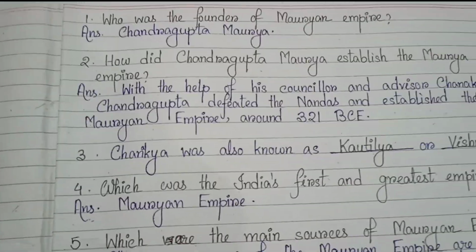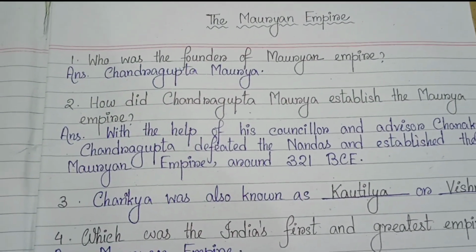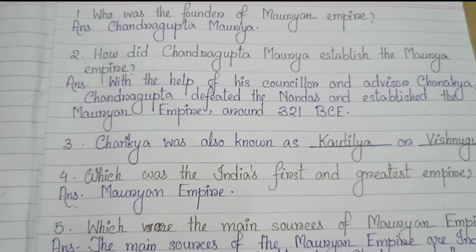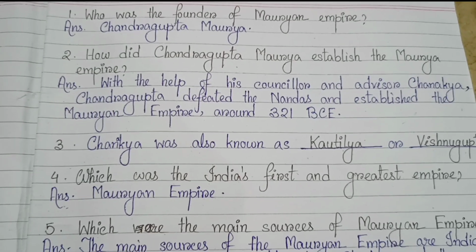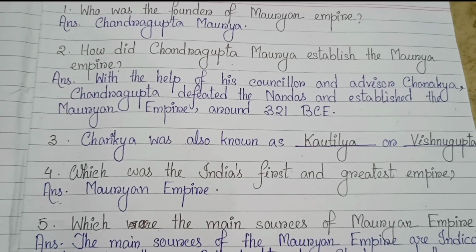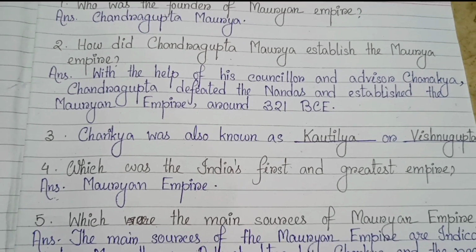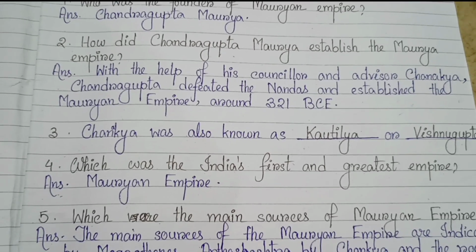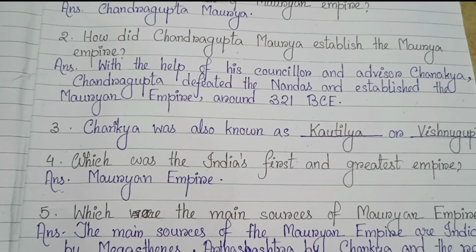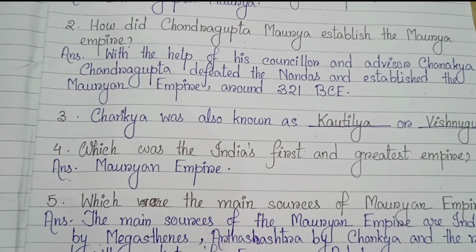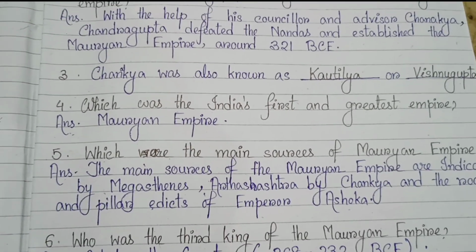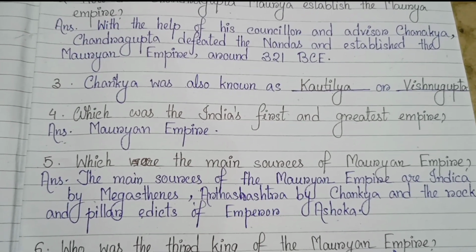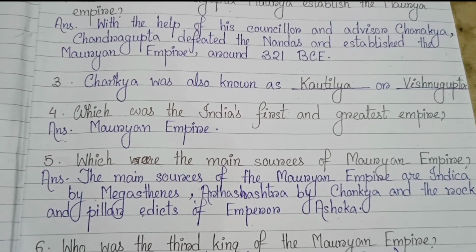Number 1, who was the founder of Mauryan Empire? Chandragupta Maurya. Number 2, how did Chandragupta Maurya establish the Mauryan Empire? With the help of his counselor and advisor Chanakya, Chandragupta defeated the Nandas and established the Mauryan Empire around 321 BC. Number 3, Chanakya was also known as Kautilya or Vishnugupta.